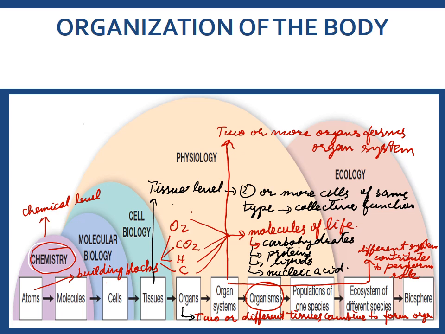At the organ system level, two or more organs form an organ system. And at the organism level, different systems contribute to perform a role.